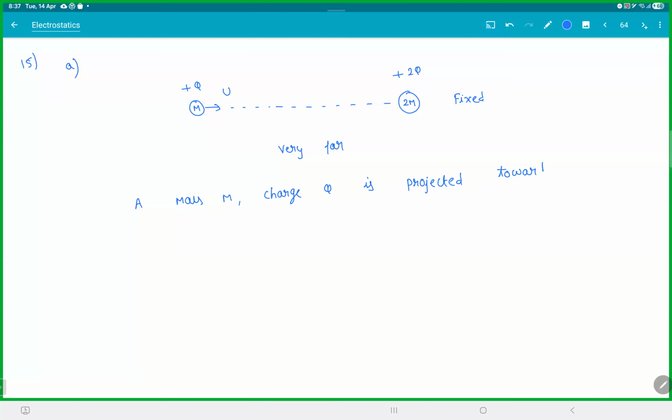An alpha particle is projected towards a nucleus head on. This is your Rutherford alpha scattering experiment. So the alpha particle is going towards the nucleus. Find the minimum distance between them. This is an easier version. We will see cases of this.